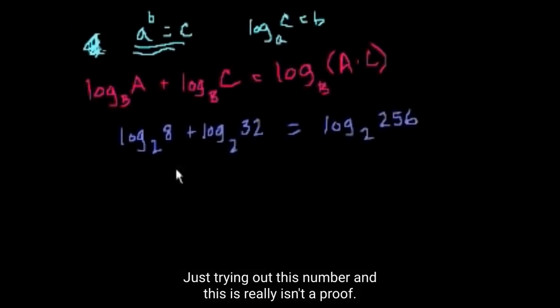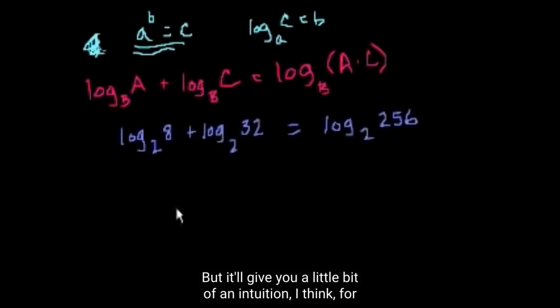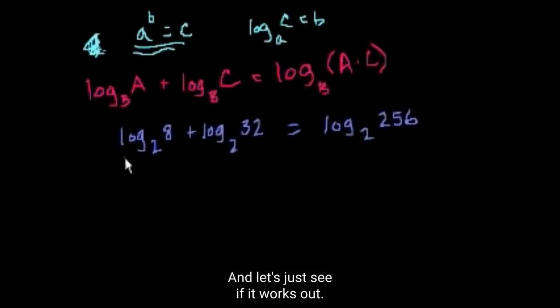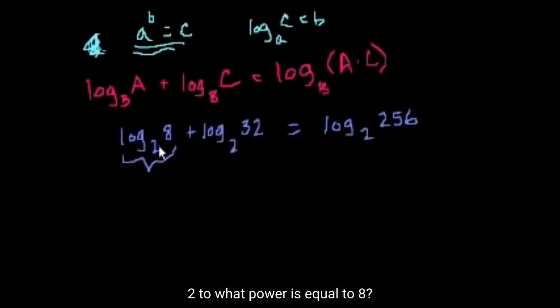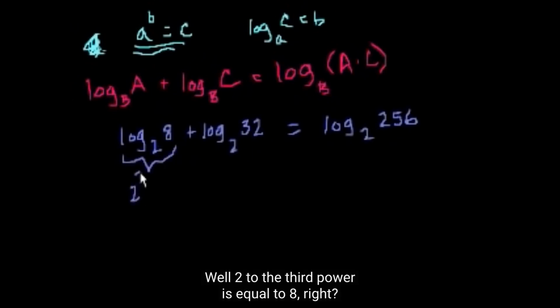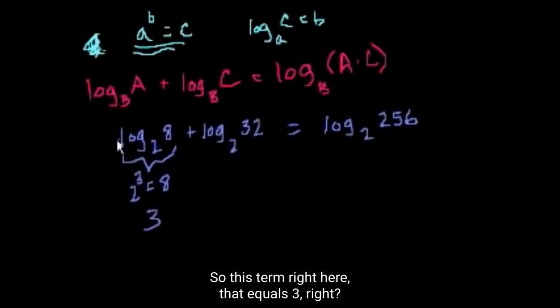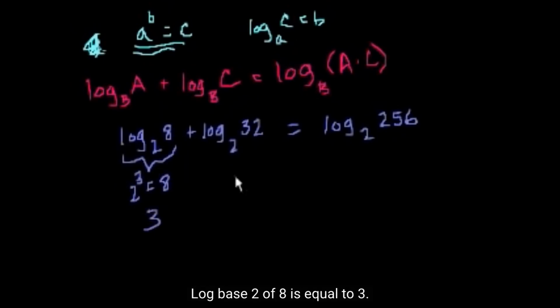And this really isn't a proof, but it'll give you a little bit of an intuition for what's going on around here. So we just use this little property that I presented to you, and let's see if it works out. So log base 2 of 8. 2 to what power is equal to 8? Well, 2 to the third power is equal to 8, right? So this term right here equals 3. Log base 2 of 8 is equal to 3.